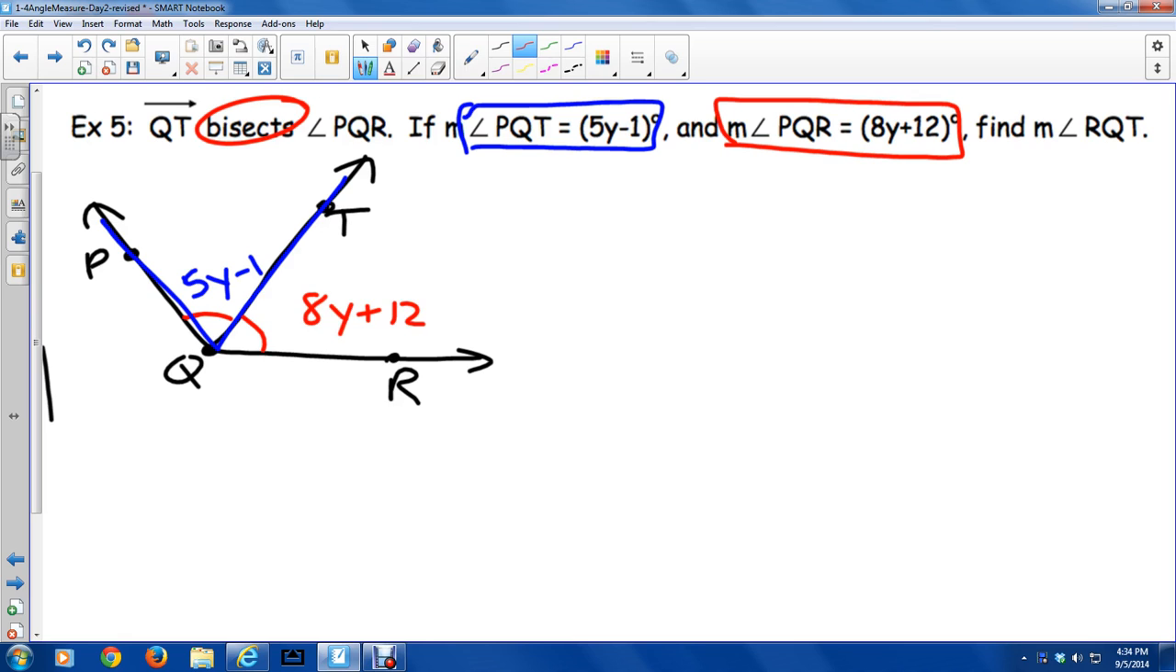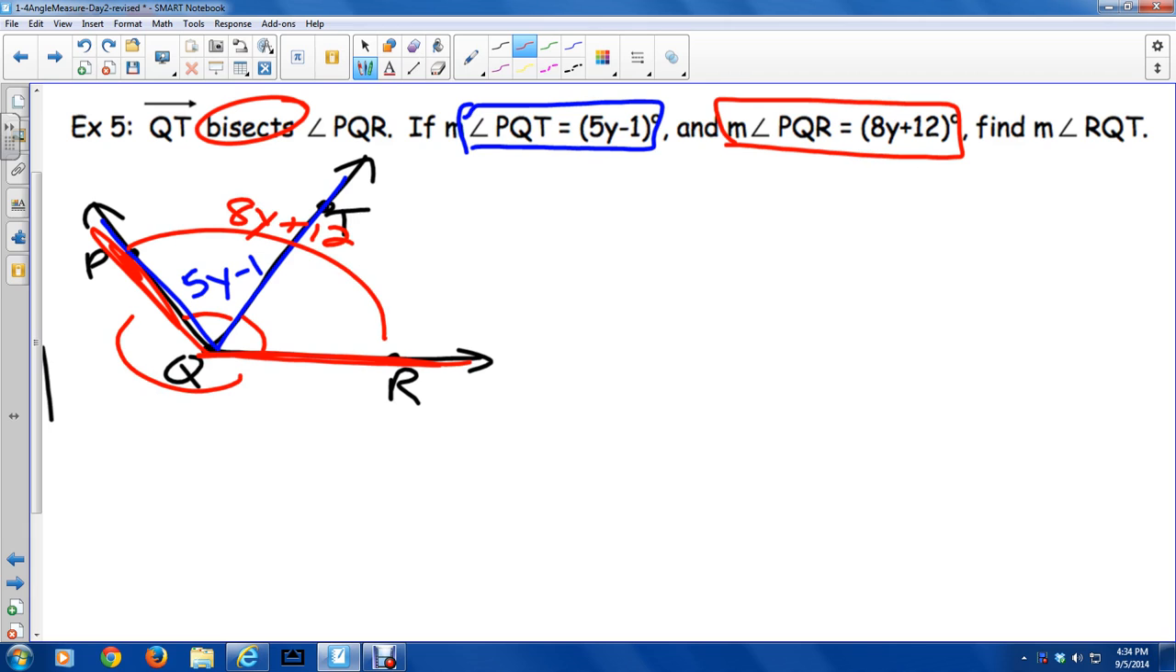And if you look at PQR, PQR is out there. PQR is the whole angle. That is the 8y plus 12. Okay, or maybe you like to write it out here. That's fine. It's that entire angle that we're looking at.